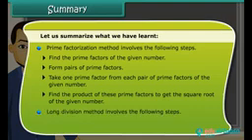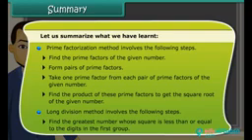Long division method involves the following steps. Find the greatest number whose square is less than or equal to the digits in the first group.